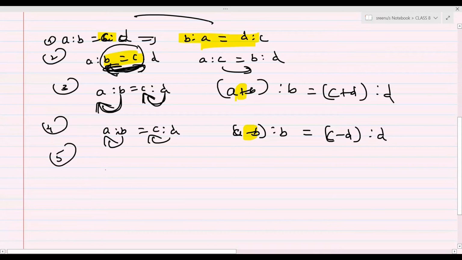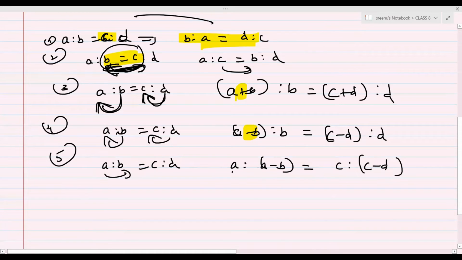Convertendo, in the sense, the second term will be changed. A is to B is equal to C is to D. Then A is to A minus B is equal to C is to C minus D. The second term is subtracted. The second term was changed. This is convertendo.